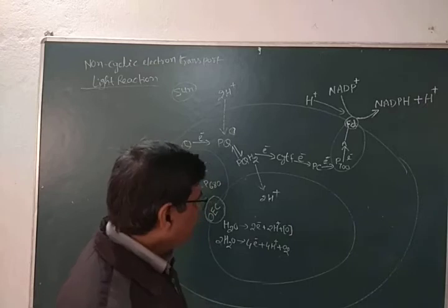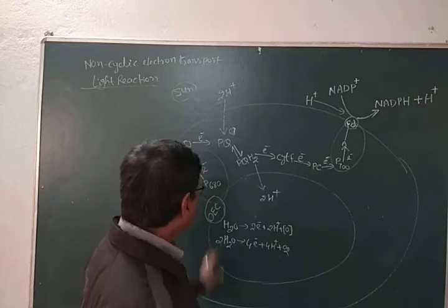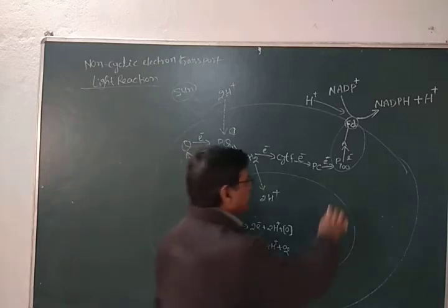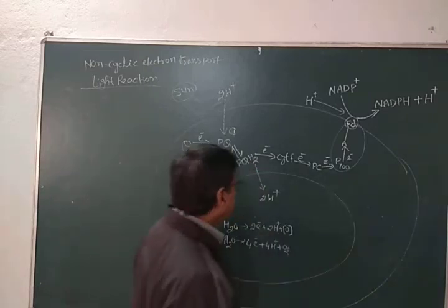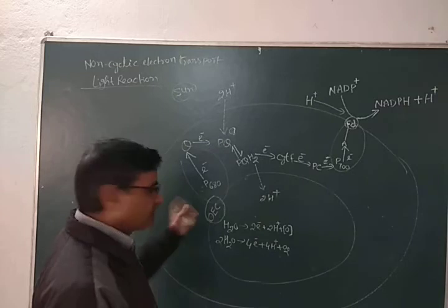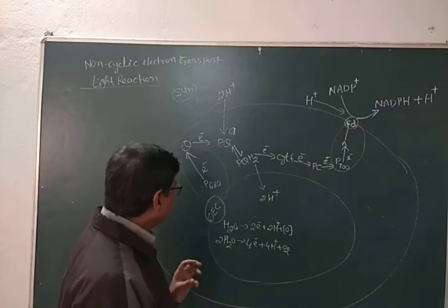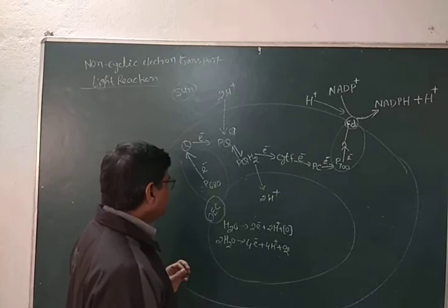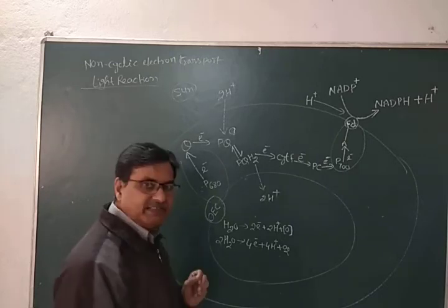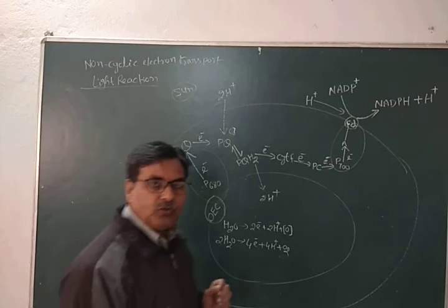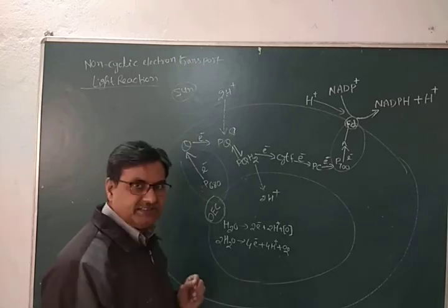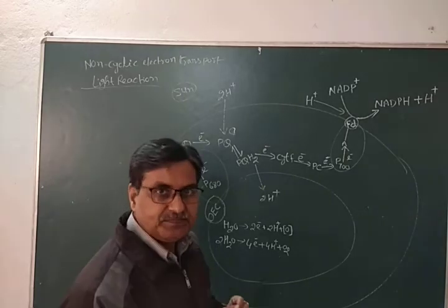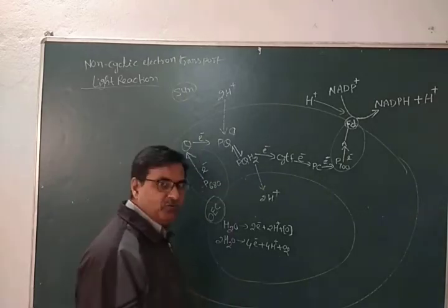First of all, in the last class we learned that there are two photosystems: one is P680, another one is P700. You know that each photosystem consists of many pigments. In P680, there is a reaction center that contains chlorophyll A680, a special type of chlorophyll A that traps energy up to 680 nanometers.